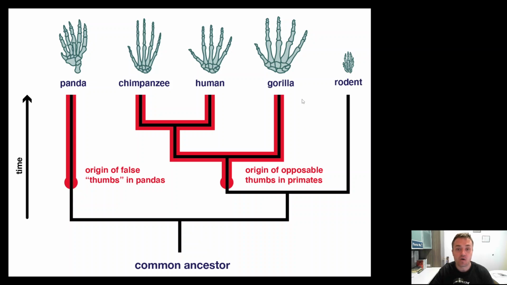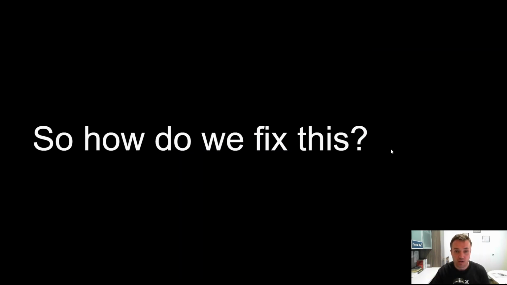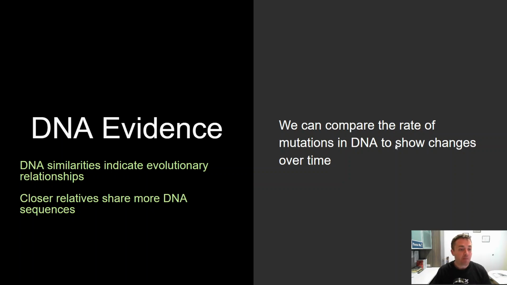We could say things like, rodents are less related to all of these, whereas pandas and chimpanzees are more closely related, which would be wrong, right? But these analogous structures are really tricky to get around and figure out, okay, then who's more related to who? So the way that we fix this, there is a solution that has only come along in recent years, and that's simply DNA evidence. DNA always evolves. It always happens. And because DNA is evolving, we can show similarities in the DNA to show that organisms are more closely related. The more closely related you are, the more closely your DNA will be similar.